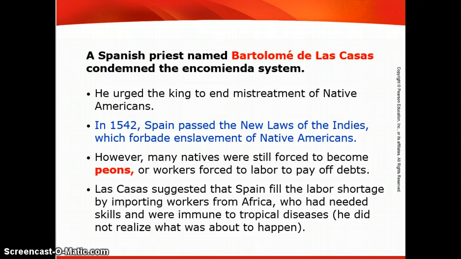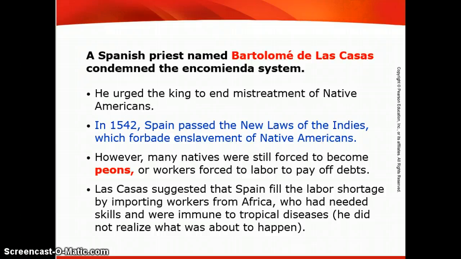The way the peon system worked, landlords would charge the natives for anything that they needed to work the land, any supplies, any shovels, things like that, seed, and they would always make sure that the peons had higher debt than they actually made from their labor, so that they were always in debt and they could never get out of working for the landlords.